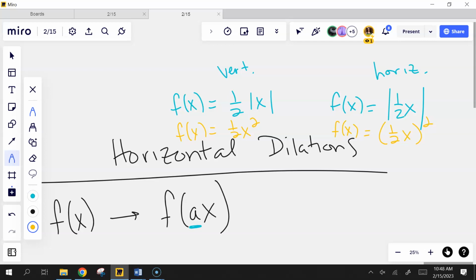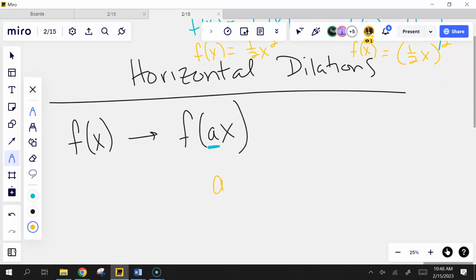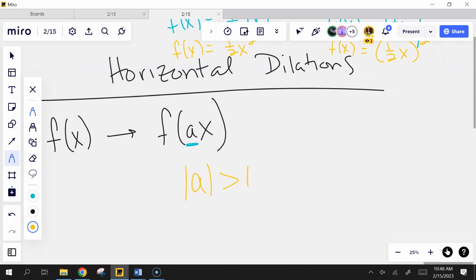All right, so A is still my shrink or stretch factor, but it's the opposite of what you think it is. So if the absolute value of A is bigger than 1, and here's where it's tricky, then it's a horizontal shrink or compression, same thing. But if A is less than 1, then it's a horizontal stretch.